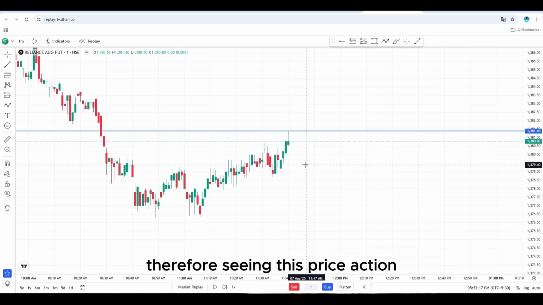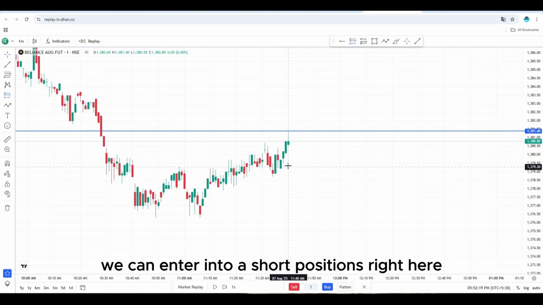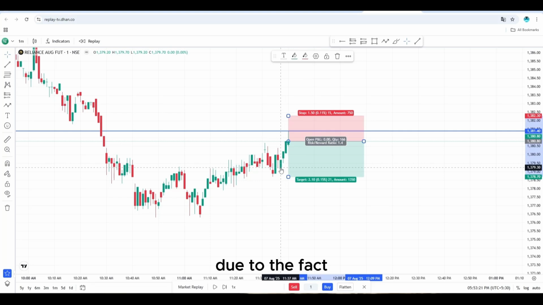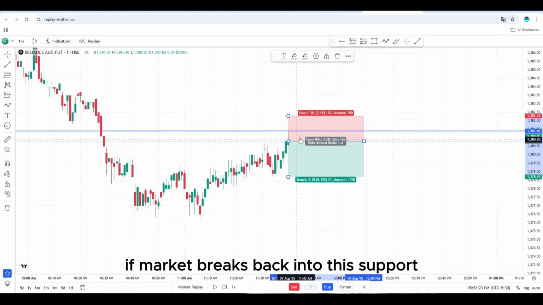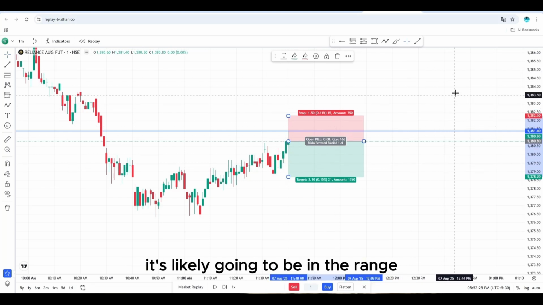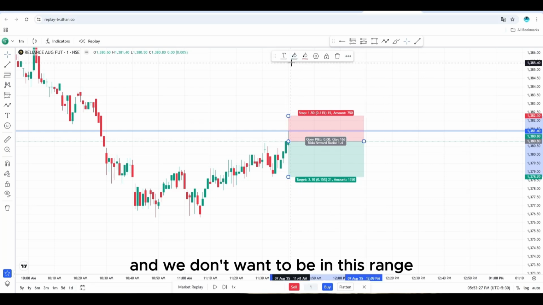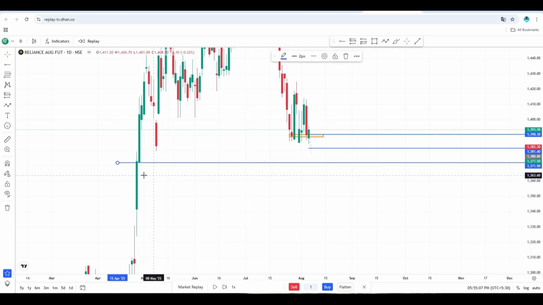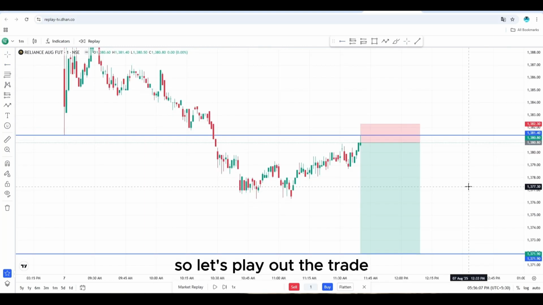Therefore, seeing this price action, we can enter into a short position right here, and our stop loss will be just above this candle which broke our key level. Due to the fact that if the market breaks back into this support, it's likely going to be in the range and we don't want to be in this range. Our take profit will be 1:2 risk to reward, and the final take profit is this previous low. So let's play out the trade.